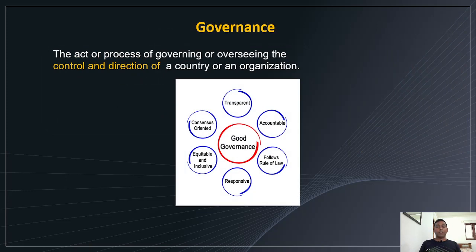Then governance, that is what government does, right? The act or process of governing or overseeing the control and direction of a country or an organization. Governance is what government does. Whatever government is doing, it's a part of governance. These are the features of good governance: accountability, transparency, follows rule of law, responsiveness, equitable and inclusive, consensus oriented.